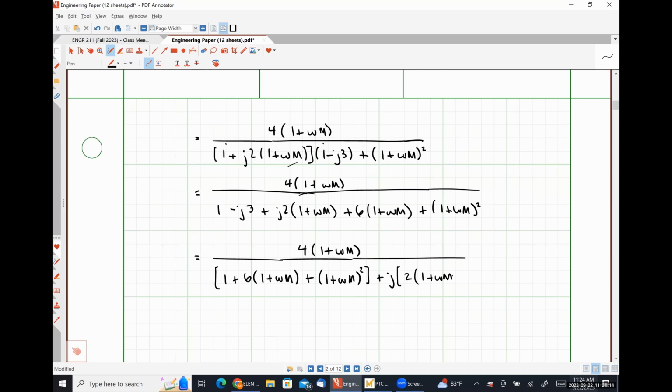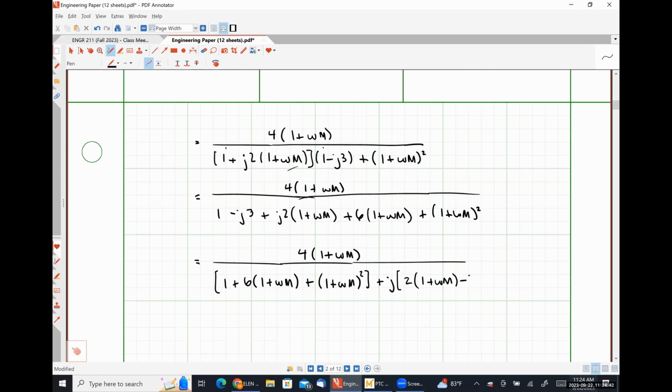Hold on, let me double check this on something. So 1 times 1 is 1. I got that part down pretty hard. Minus j3. Oh, no. I know what it is. Okay. Yeah. So just minus the 3 there. Okay.